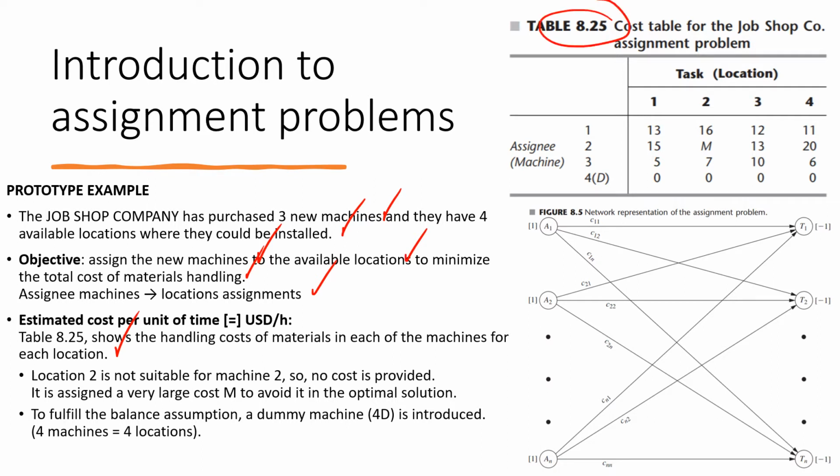Now we have 2 main restrictions. Location 2 is not suitable for machine 2. And that's where we have an M. So no cost is provided. It is assigned a very large cost M in order to avoid it in the optimal solution. We also have to fulfill the balance assumption. So a dummy machine, machine 4, has been introduced in order to balance the whole equation. 4 machines, 4 locations.